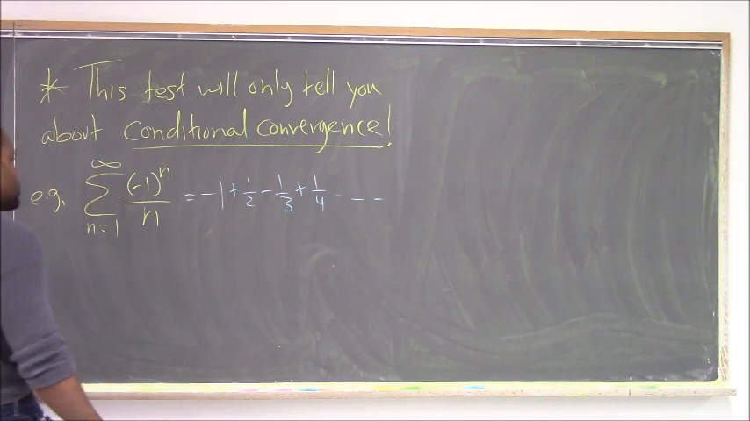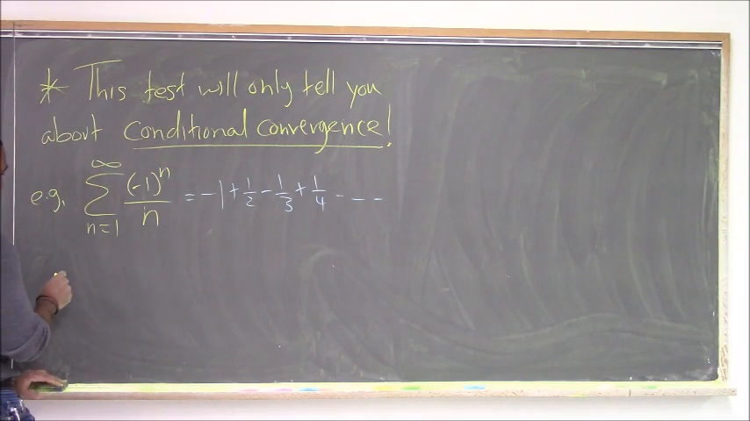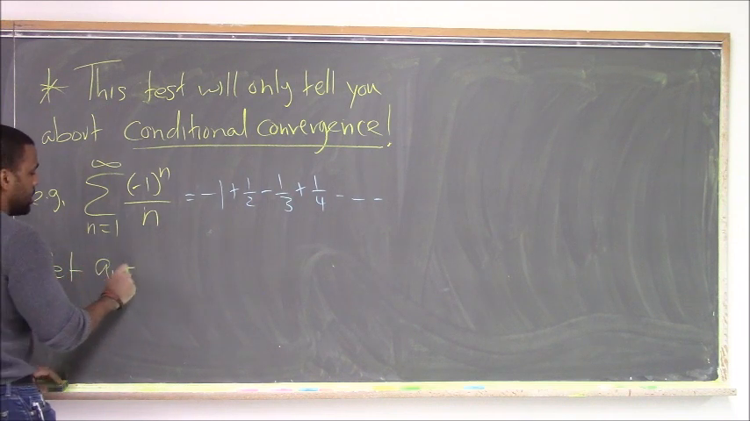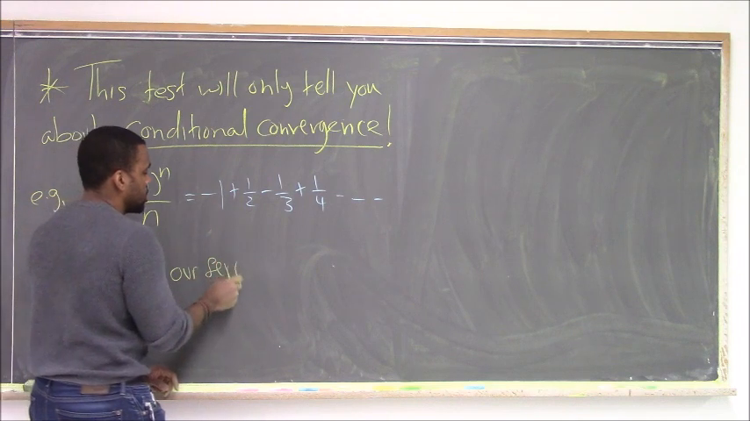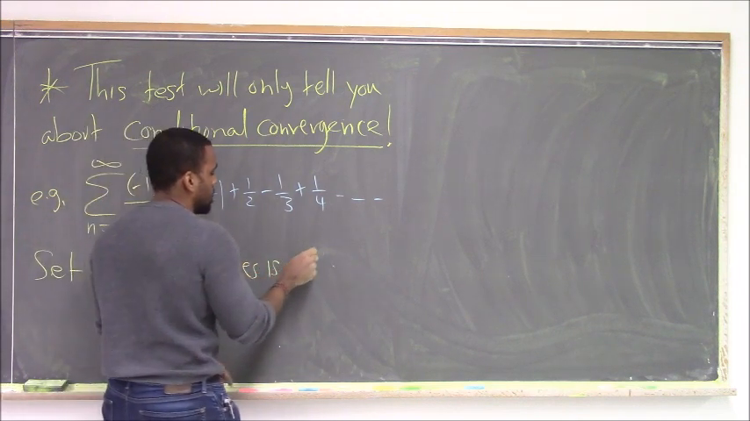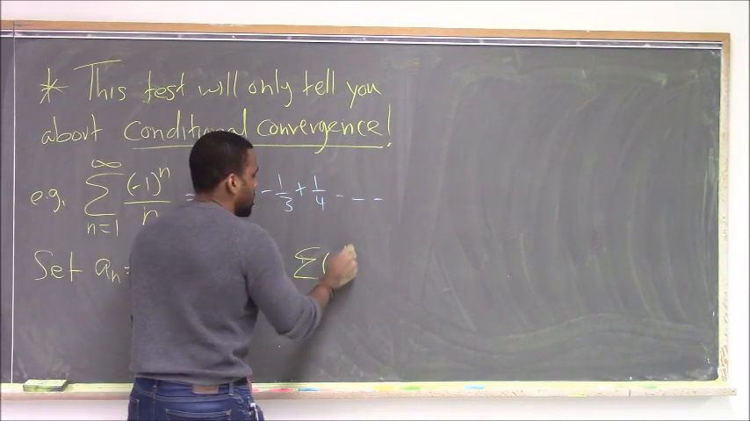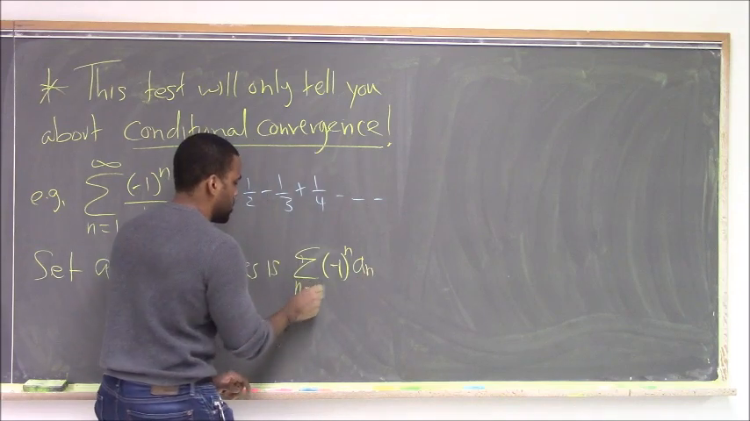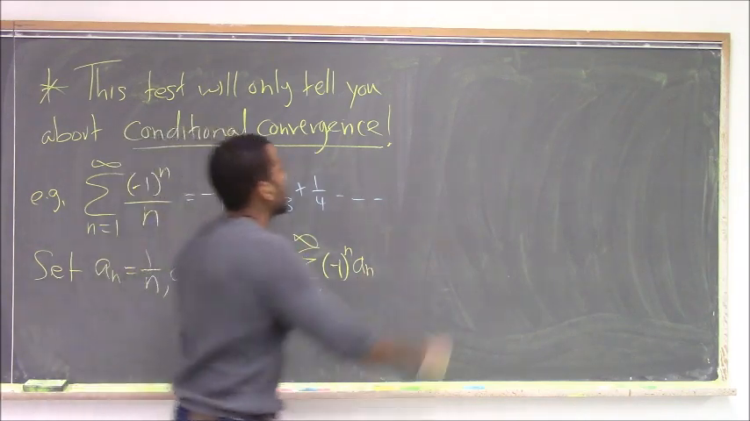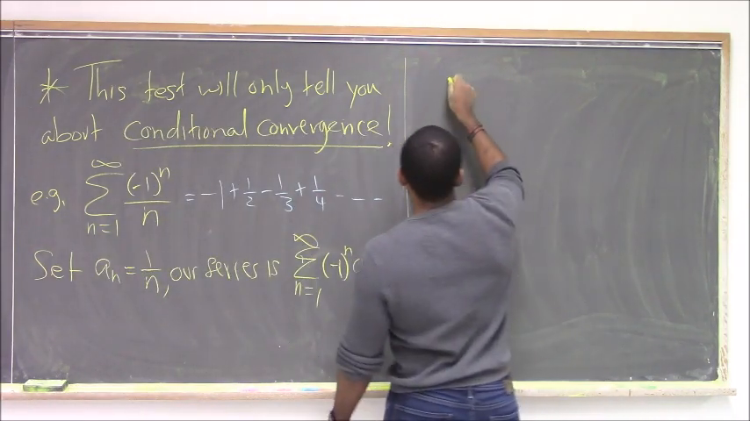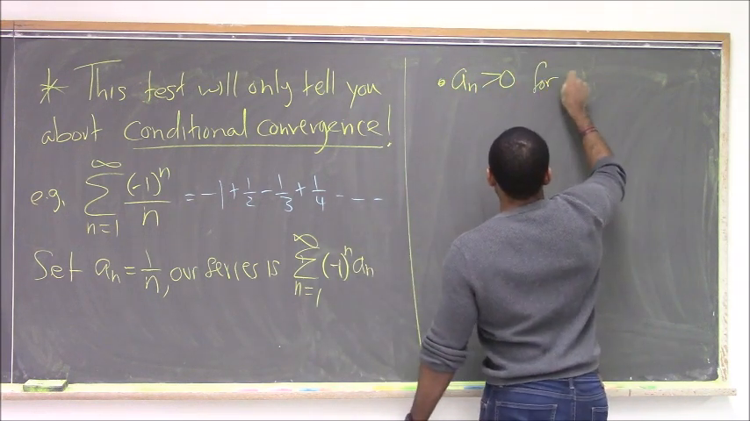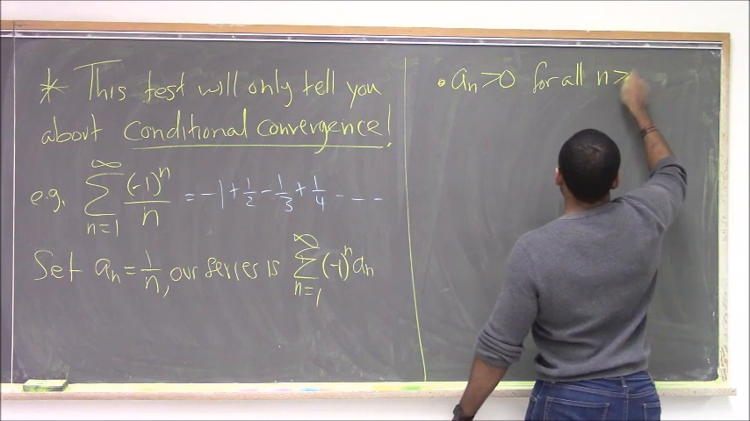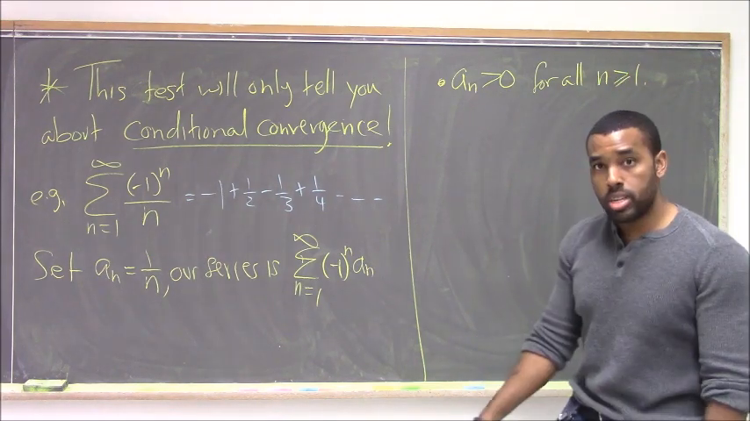So here's what we're going to notice. Set a_n equals 1 over n. So our series is the alternating series. Now, what do you notice about a_n? a_n is positive for all n larger than or equal to 1. So that should be clear.